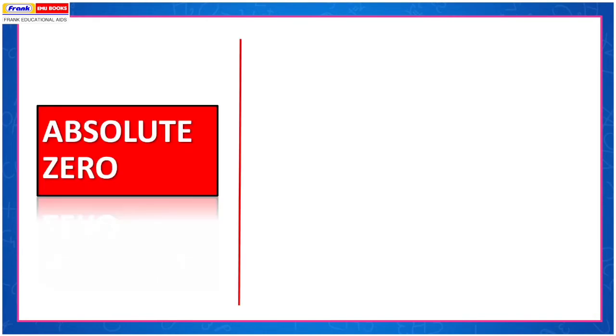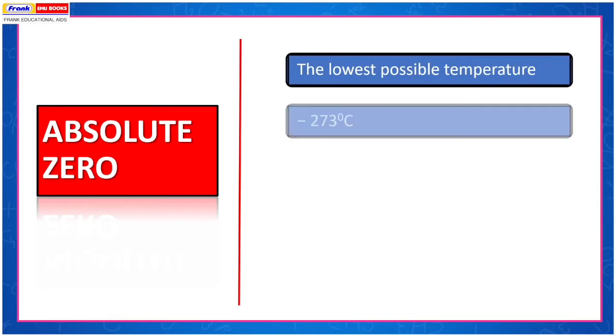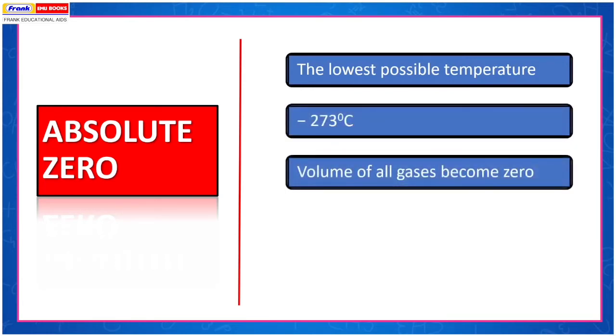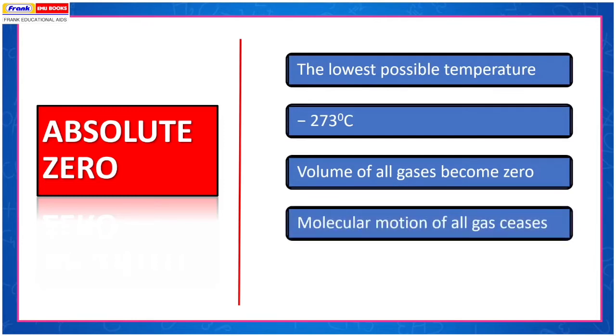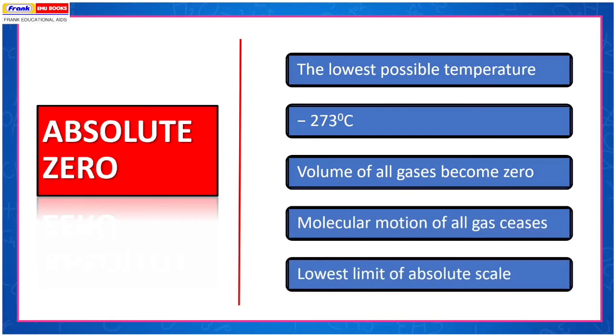Absolute zero. The lowest possible temperature, that is minus 273 degrees Celsius, where volume of all gases becomes zero. Therefore, the molecular motion of gases ceases, and thus this is the lowest limit of absolute scale.